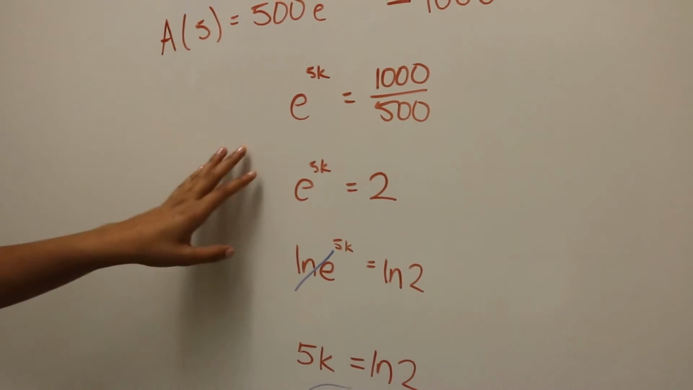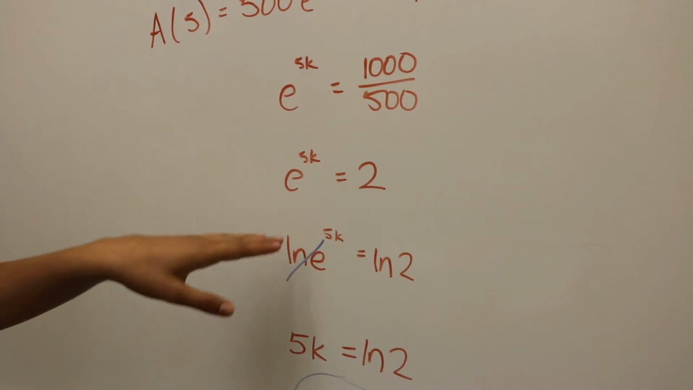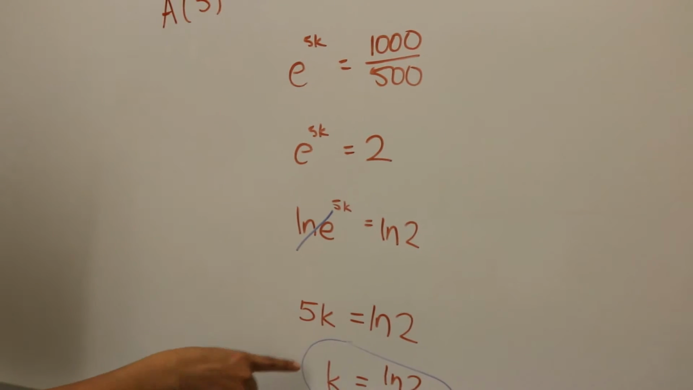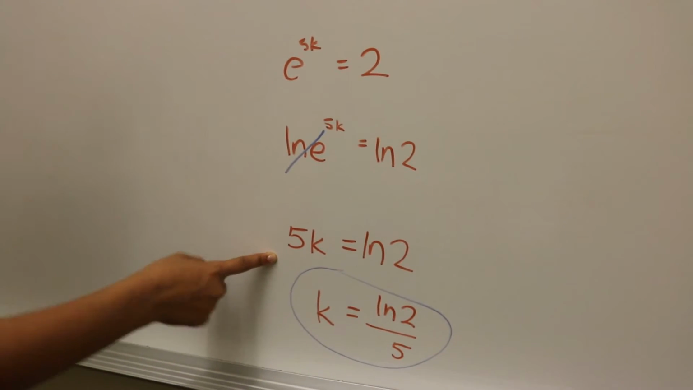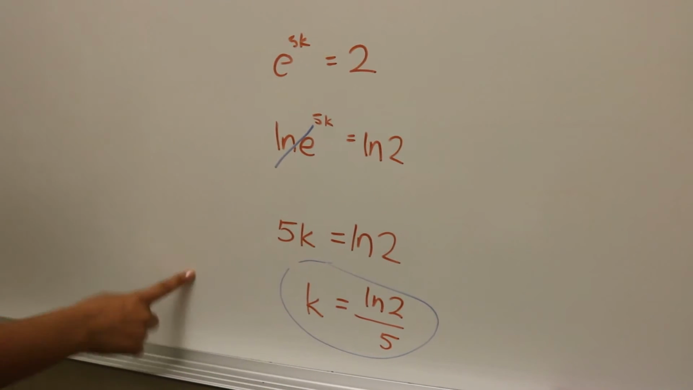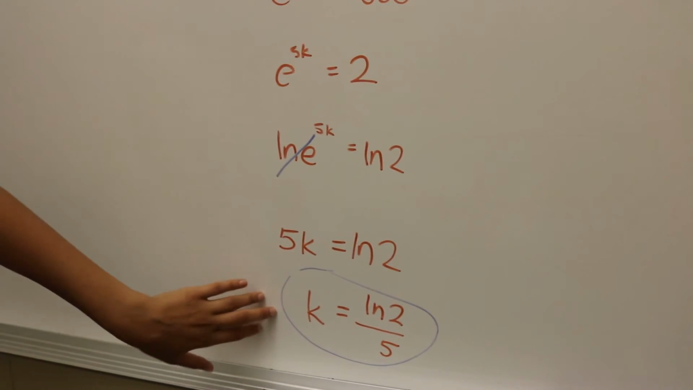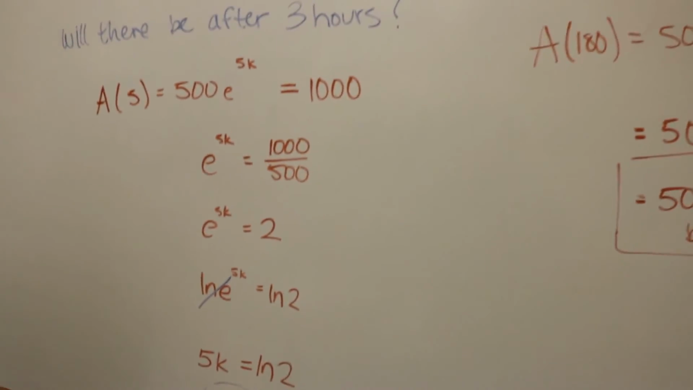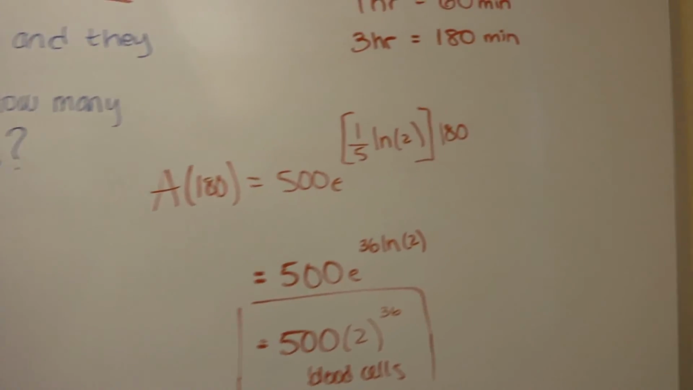And then you just take the natural log of e to the 5k and the natural log of 2. The natural log and e will cancel out, and the 5k will come to the front. Then we'll have 5k equals ln of 2, the natural log of 2. And then your k will end up being ln 2 over 5. Now that we have k, we can just go back to our problem.